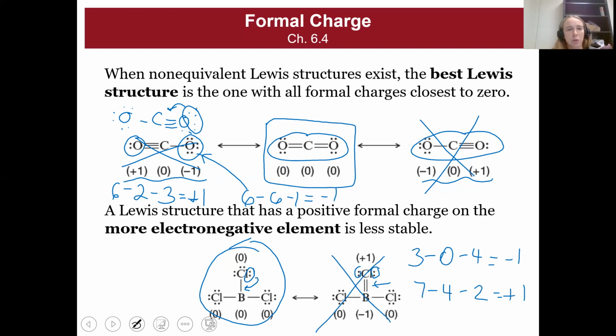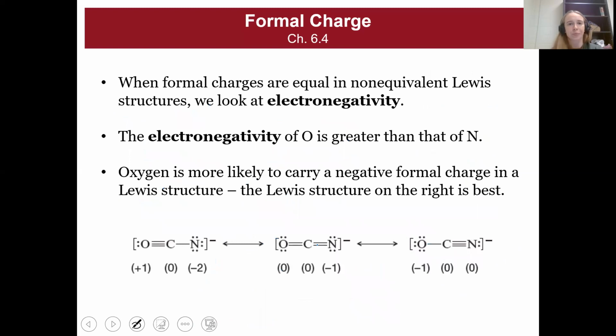So we want a Lewis structure, one with formal charges closest to 0, and two with no positive formal charges on our more electronegative element. So those are two of our rules. What else do we have?